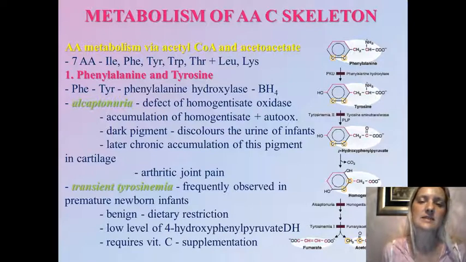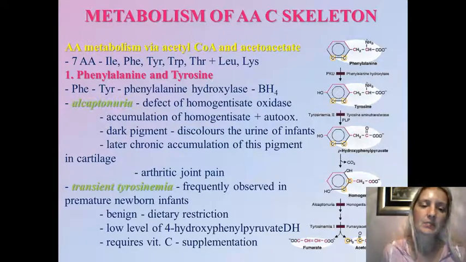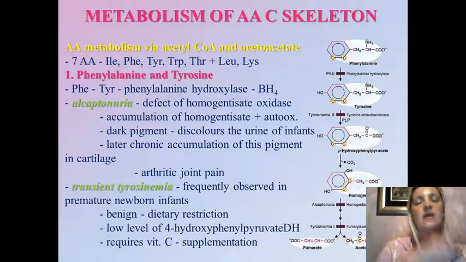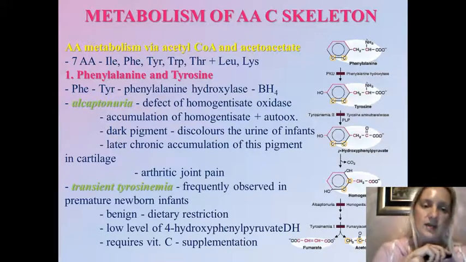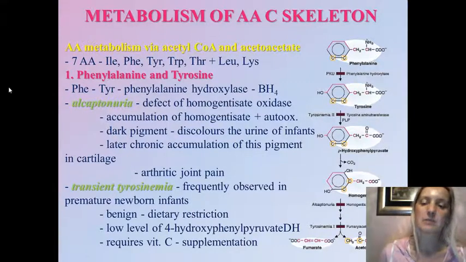Seven amino acids are considered to be ketogenic: isoleucine, phenylalanine, tyrosine, tryptophan, threonine, and leucine and lysine, which are exclusively ketogenic. Previously listed are both ketogenic and glucogenic. So phenylalanine and tyrosine are transformed in a way which is explained in a figure.